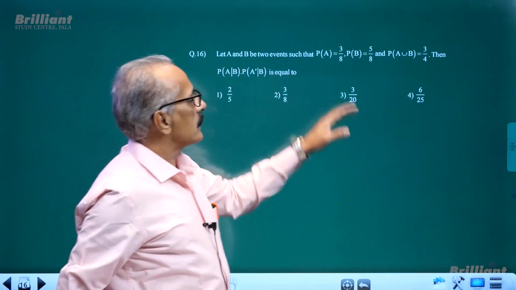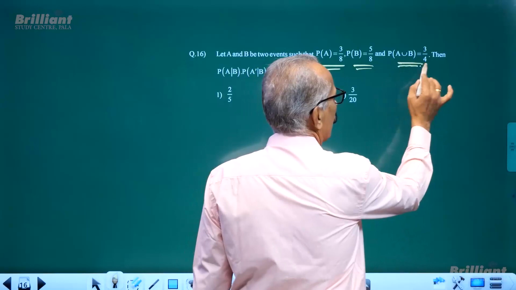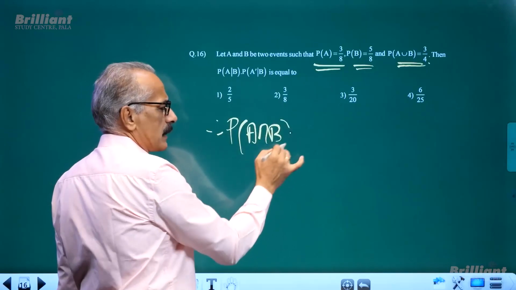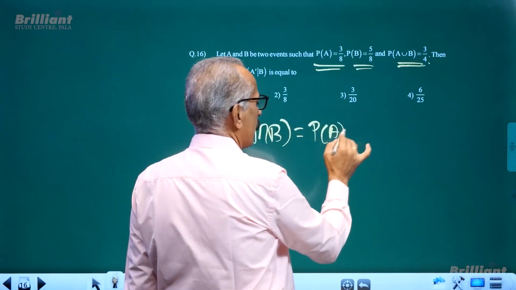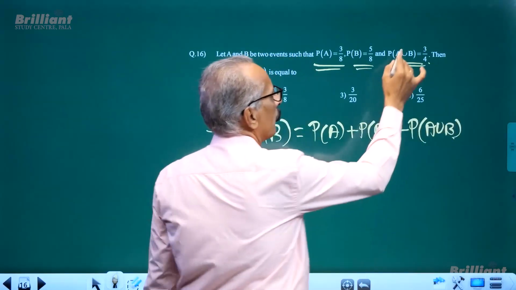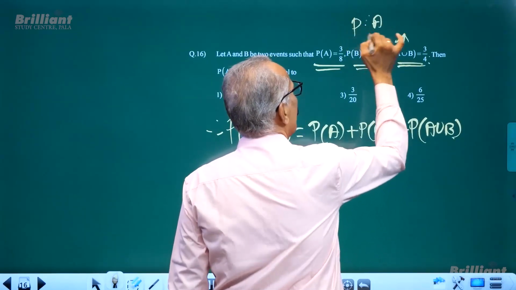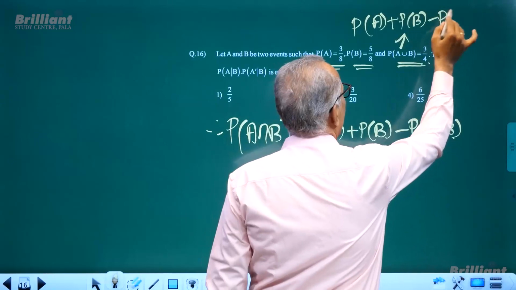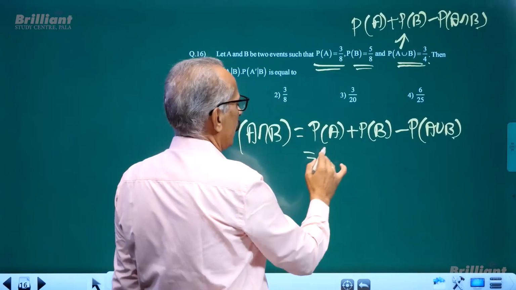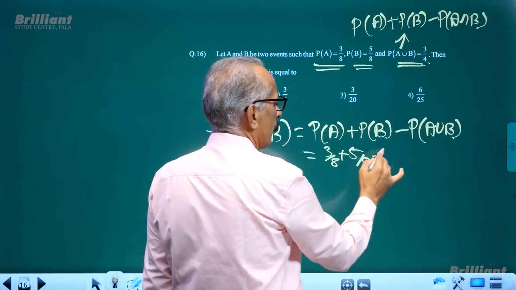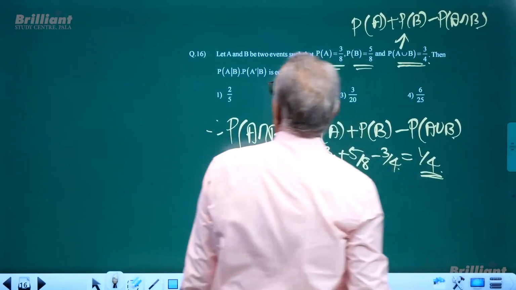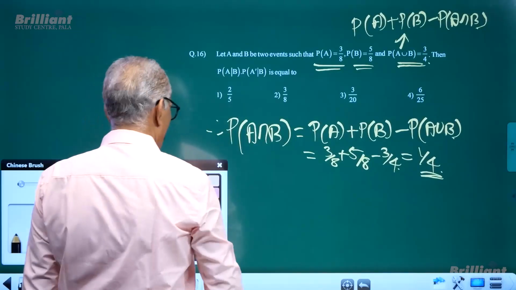A and B be two events such that, remember this, PA, PB, PA union B. Then immediately you should write, therefore probability of A intersection B in one step. That is PA plus PB, always PA plus PB minus probability of A union B. You know the formula. Because probability of A union B is equal to probability of A plus probability of B minus probability of A intersection B. So I take this P intersection B and this one. So it's very clear. 3 by 8 plus 5 by 8 minus 3 by 4. This is 1 minus 3 by 4. That is 1 by 4. What do you want to calculate? So you want to calculate, therefore, we will calculate this.